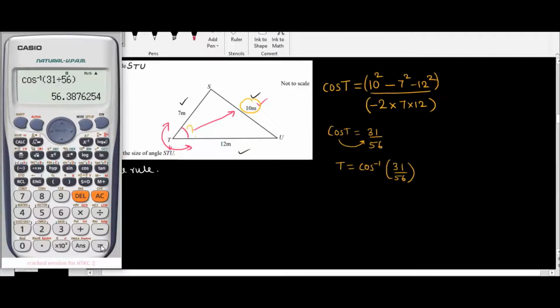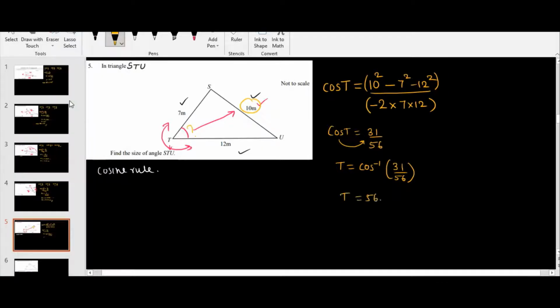We don't have to write all the values. Since we are finding the angle, the final answer must be up to 1 decimal place. Rounding off to 1 decimal place, it is 56.4, because after 3 there is the number 8. When it is 5 or more than 5, we increase 1 on the left side. So it is 56.4 degrees. Finally I will write angle STU equals 56.4 degrees. This is the answer. Okay. Next question.